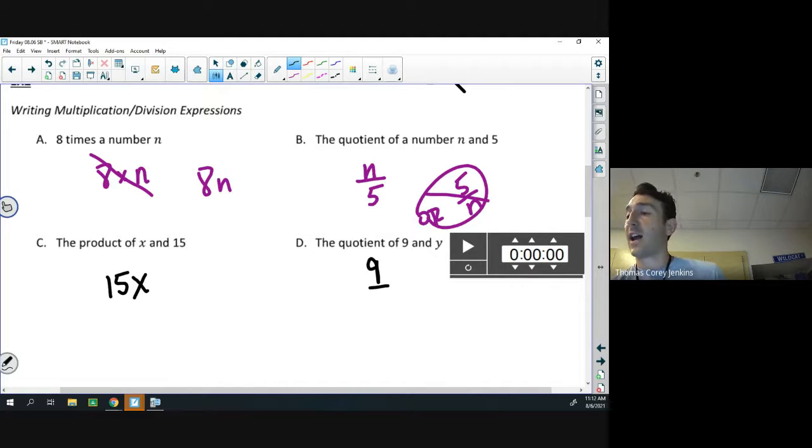So y over 9, if you had that, you had the right operation, but the wrong order. So you need to flip that around. When it says the quotient of, the first number is the numerator, and the second value is the denominator. Any questions before we move on? You guys are rocking it.